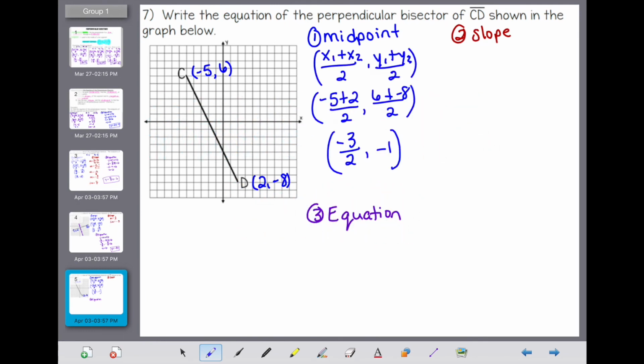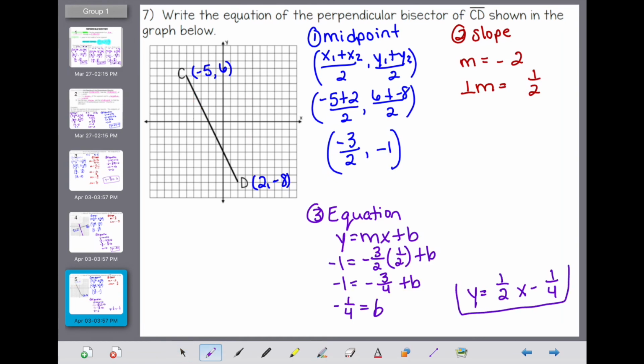If for the midpoint you have (-3/2, -1), you are correct. If you counted the slope to be -2 and that the perpendicular slope would be 1/2, then you are correct. If for your final answer you get that y equals 1/2 x minus 1/4, you are correct. And this concludes our lesson on perpendicular bisectors.